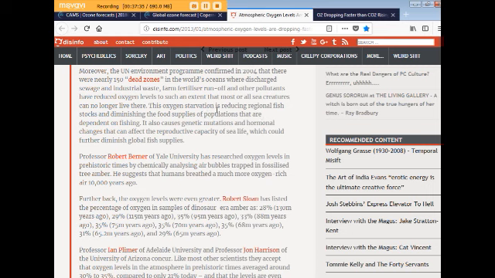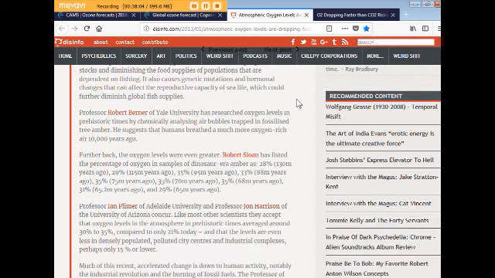This oxygen starvation is reducing regional fish stocks and diminishing the food supplies of populations that are dependent on fishing. It also causes genetic mutations and hormonal changes that can affect the reproductive capacity of sea life, which could further diminish global fish supplies. This could also explain the thousands and thousands of dead fish washing up on the seashores everywhere, along with Fukushima and all the other stuff.